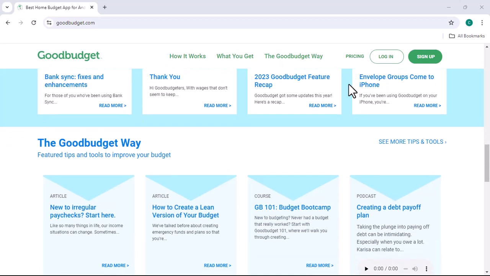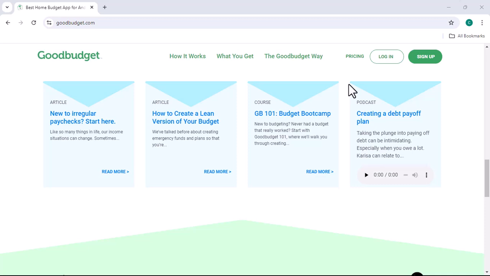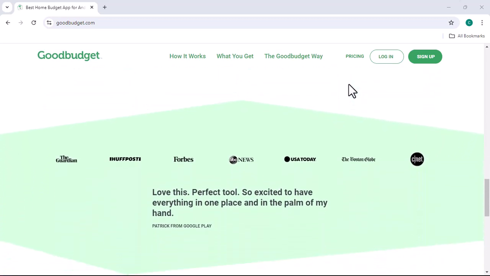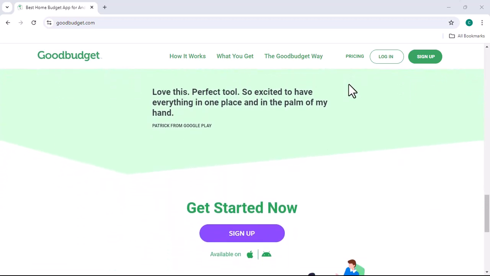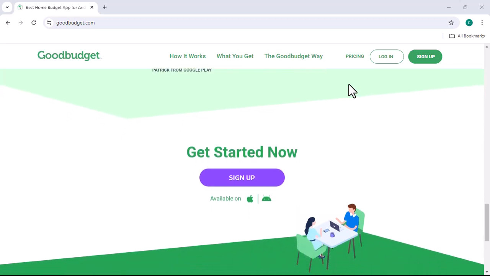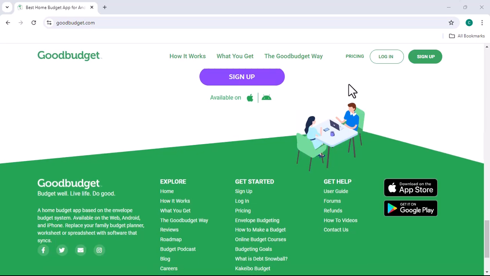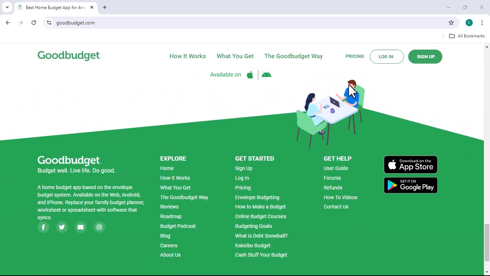Now, let's talk about tracking expenses. Goodbudget doesn't automatically categorize your transactions like some other budgeting apps. Instead, you manually assign each transaction to a specific envelope. This might sound like extra work, but it actually helps you stay mindful of your spending. You're forced to think about where your money is going, which can lead to better financial decisions.